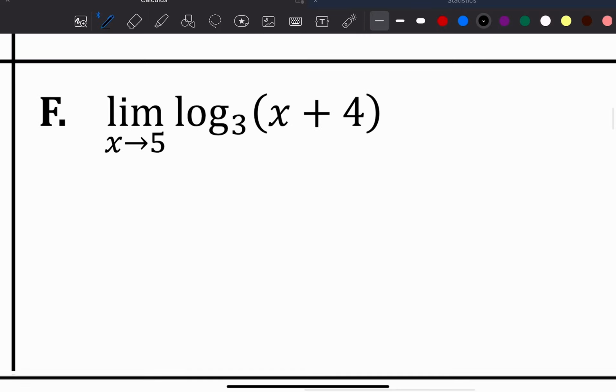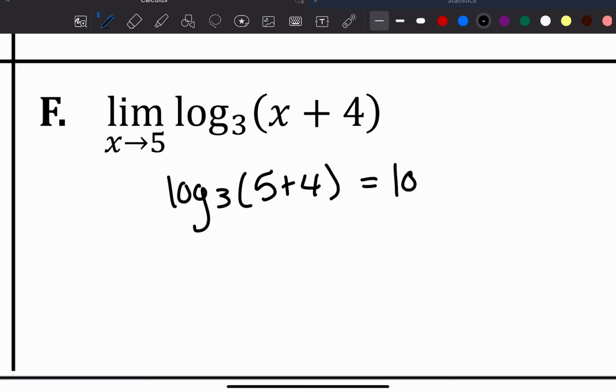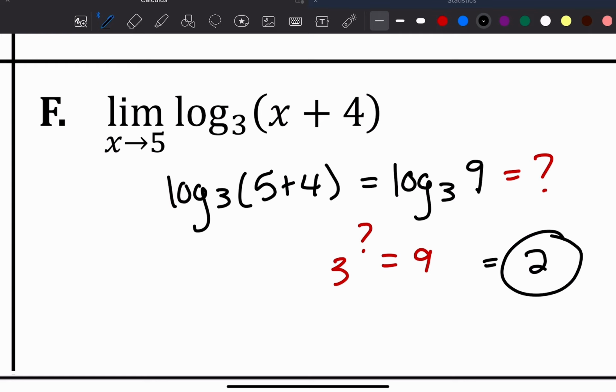Okay. For f, we're going to plug in 5. So this is log base 3 of 5 plus 4, which equals log base 3 of 9. And if you recall from your properties of logs, we're trying to find 3 to what power gives us 9. And that is why our answer is 2.